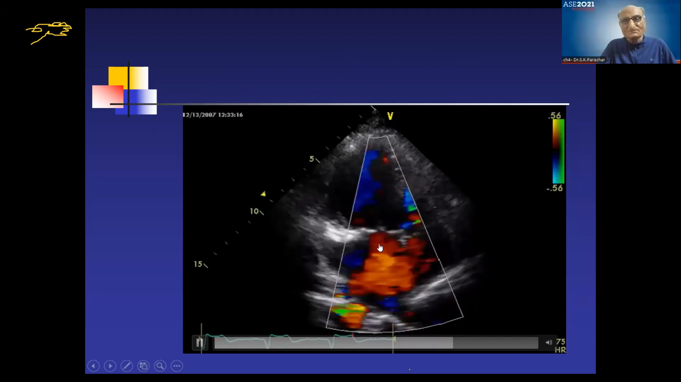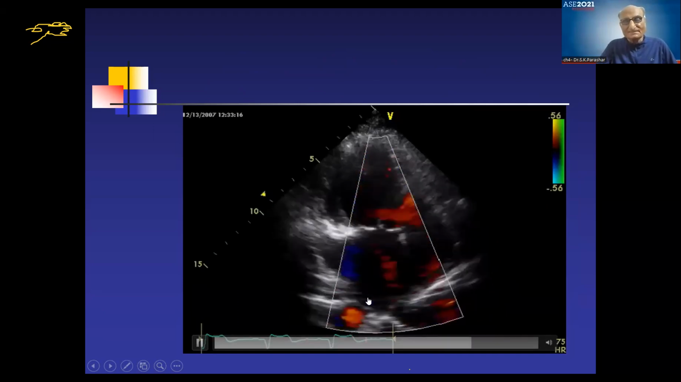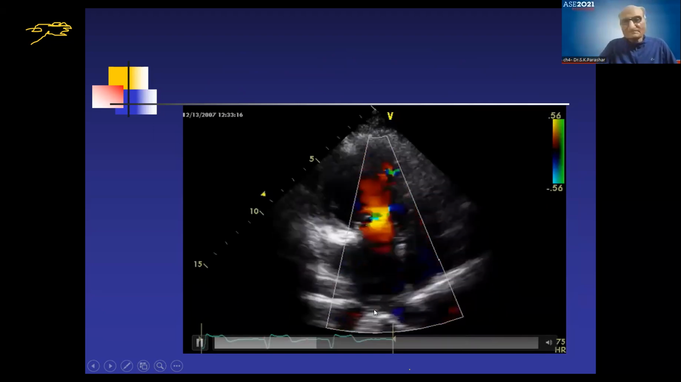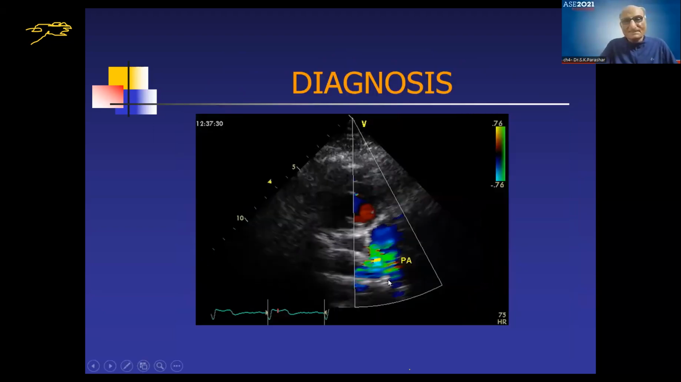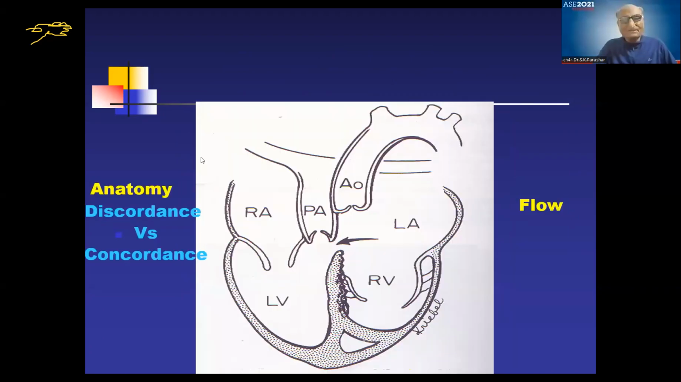So the left ventricle is attached to the right ventricle, and you see here the pulmonary artery arising from the left ventricle, which is the discordance. You may not see many of these cases, but this is just to demonstrate the concordance or discordance. So in these cases, you have seen RA connected to LV, because the mitral valve was at the lower level, and LA connected to RV.